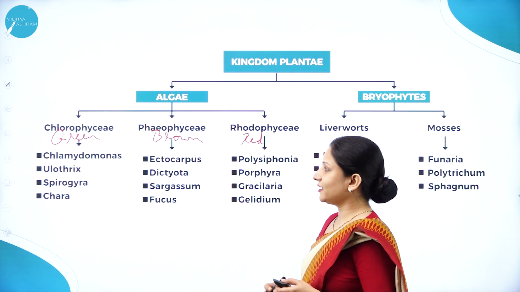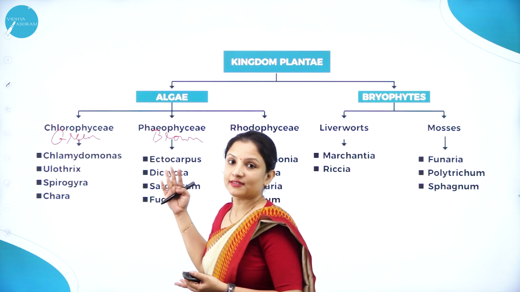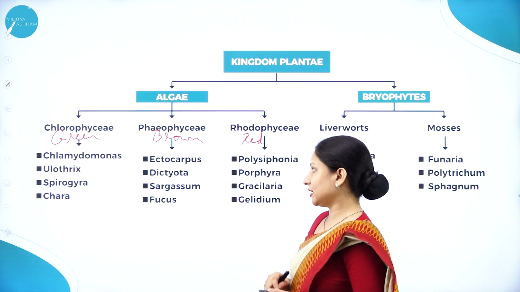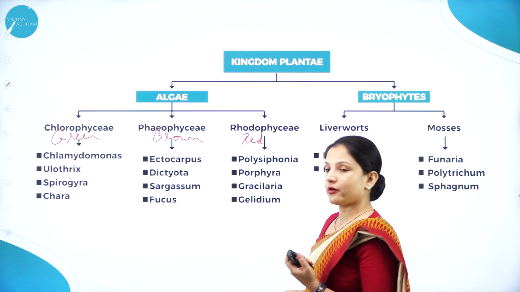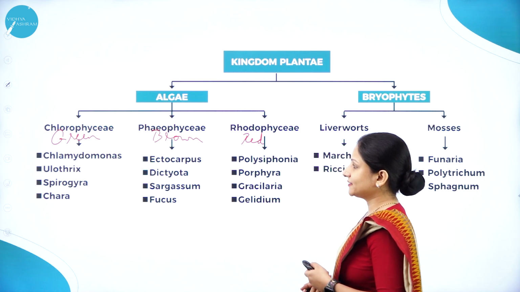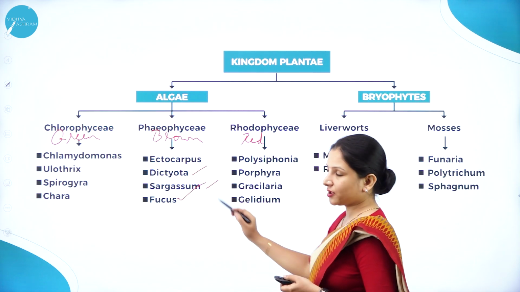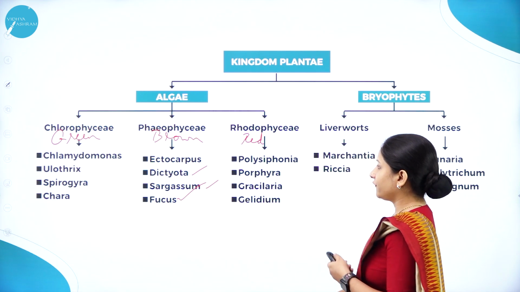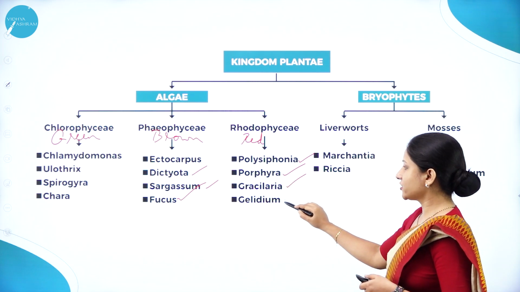Under Chlorophyceae, there is Chlamydomonas. All these are very important. Examples can come, especially for MCQs. Chlorophyceae: Chlamydomonas, Ulothrix, Spirogyra and Chara. Phaeophyceae: Ectocarpus, Dictyota, Sargassum and Fucus. Next, Rhodophyceae: Polysiphonia, Porphyra, Gracilaria and Gelidium.